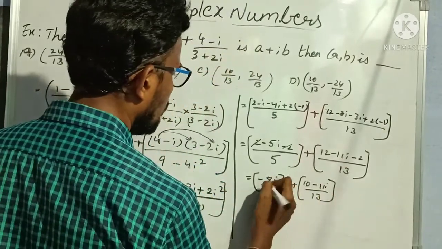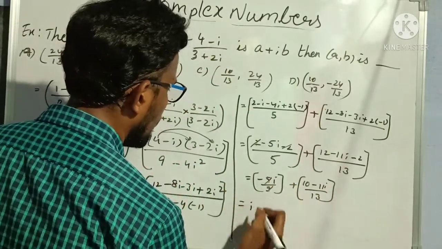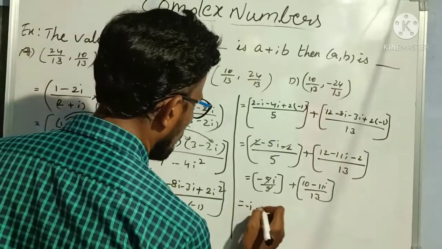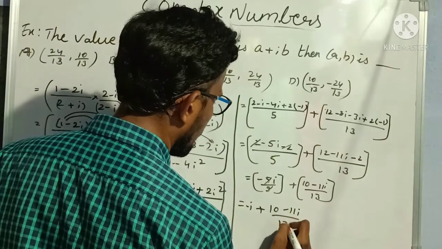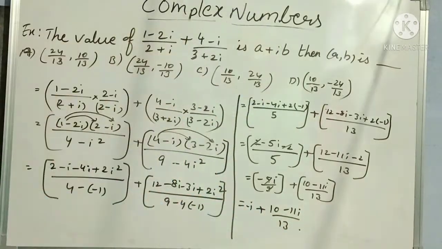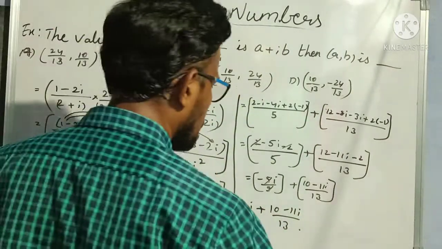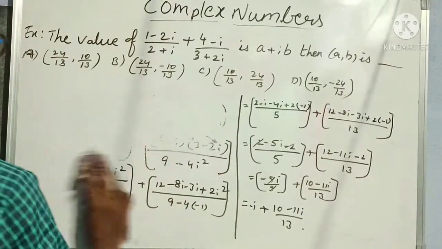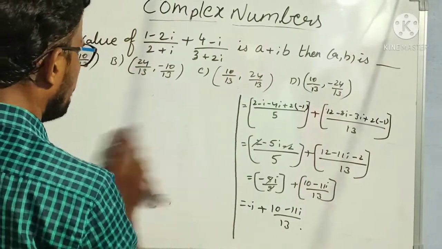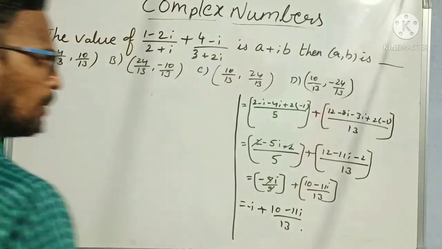Okay, here also 5 gets cancelled. I am left with minus i plus 10 minus 11i by 13. From here I have to simplify again. So first 3 steps here I am erasing, and doing the problem continuously here.